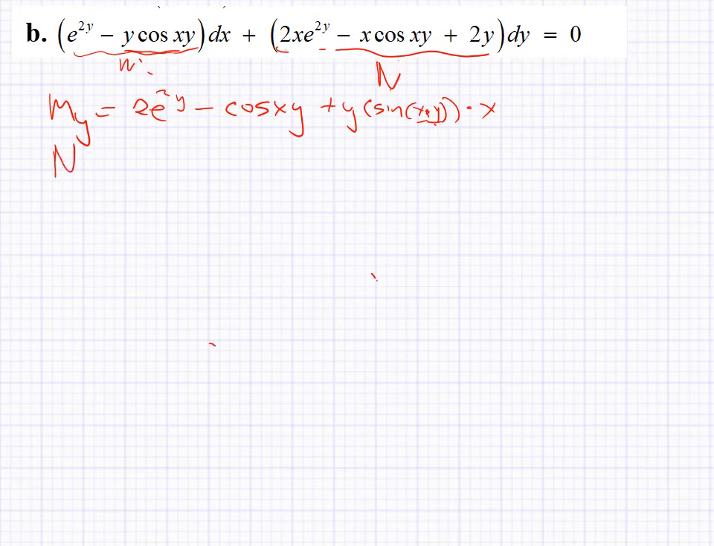Then we're going to go derivative with respect to x for n, and if we get the same thing, we have an exact differential equation. So the derivative of this thing with respect to x would just give me 2e to the 2y, because x is the variable, everything else is a constant.